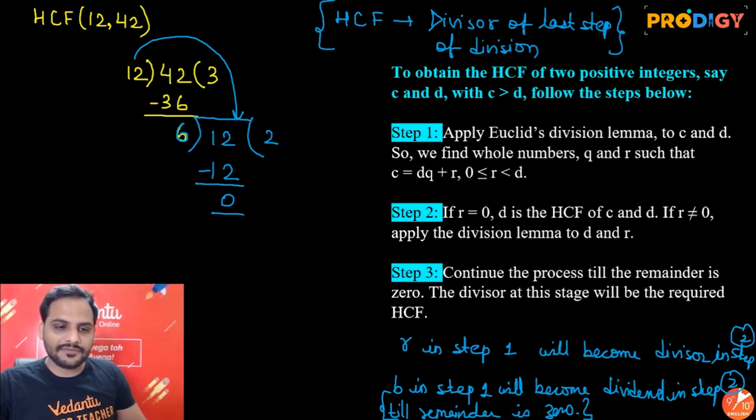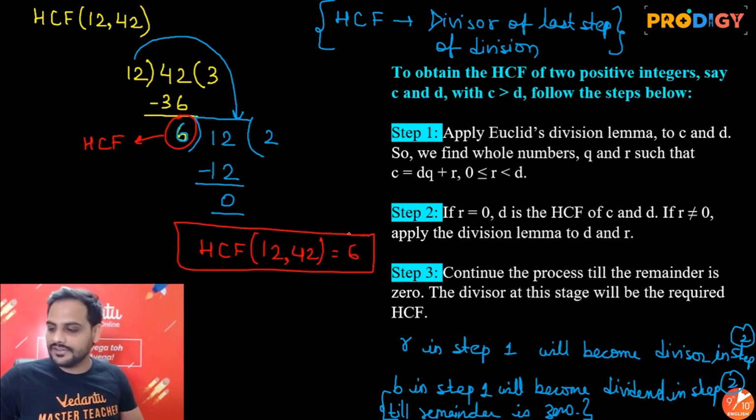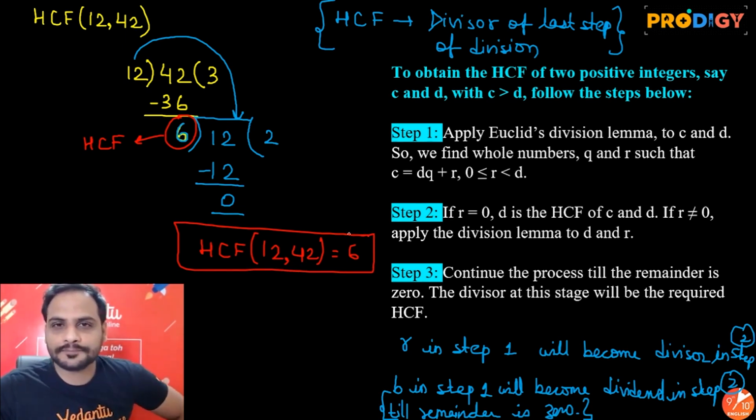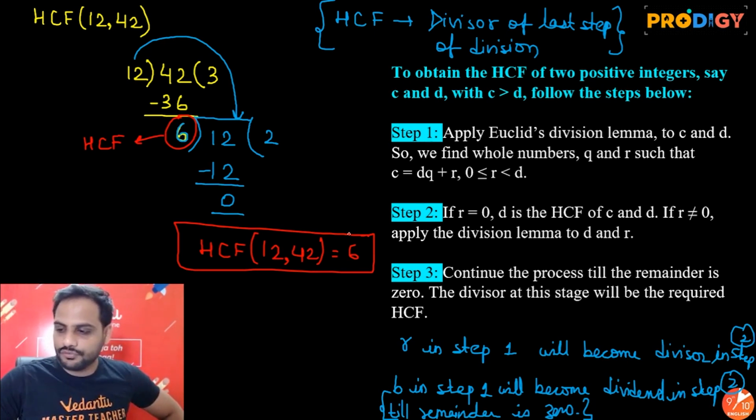So what is the last step of the division over here? In the last division, the divisor is 6. So 6 will be your HCF. So I can say the HCF of 12 and 42 is equal to 6. Easy? Clear? Alright. Let's move to the next question now.